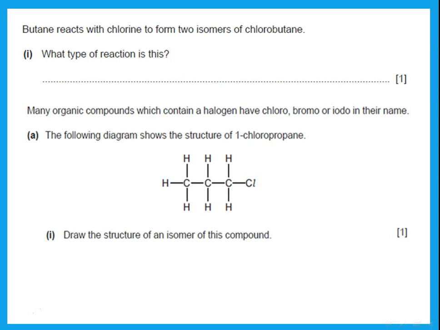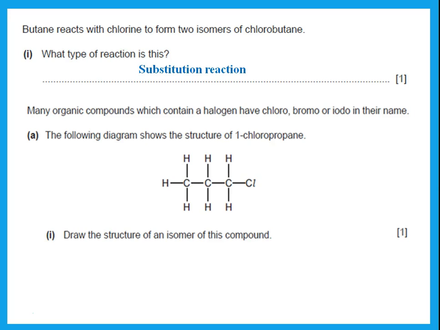Now, butane, an alkane, reacts with chlorine. Remember that we said when alkanes react with halogens, now what type of reaction was this? This was a substitution reaction. And we said when we do alkanes with halogen, you remove one of the hydrogens and you put one chlorine. So the organic compound which contains the halogen, chloro, bromo, iodo. The following diagram shows the structure of 1-chloropropane.